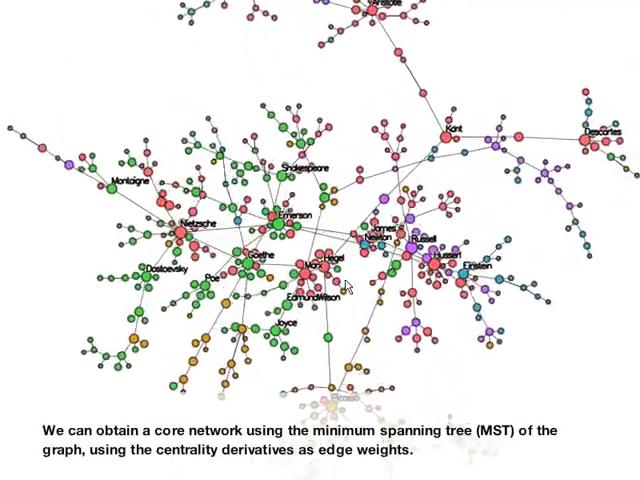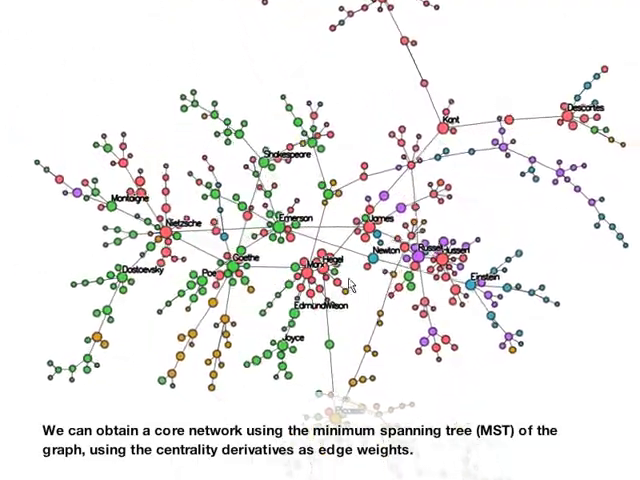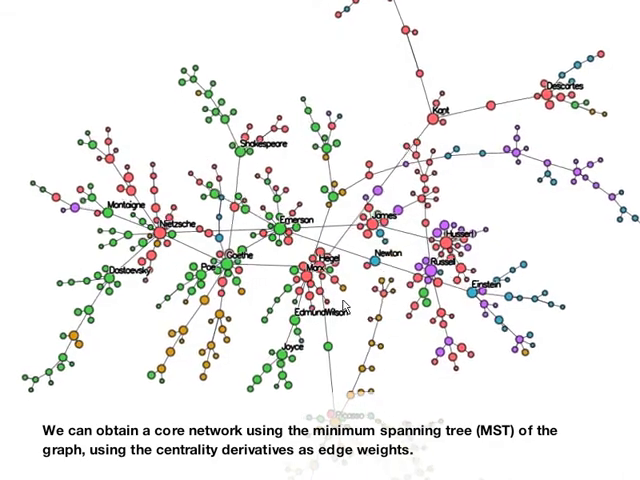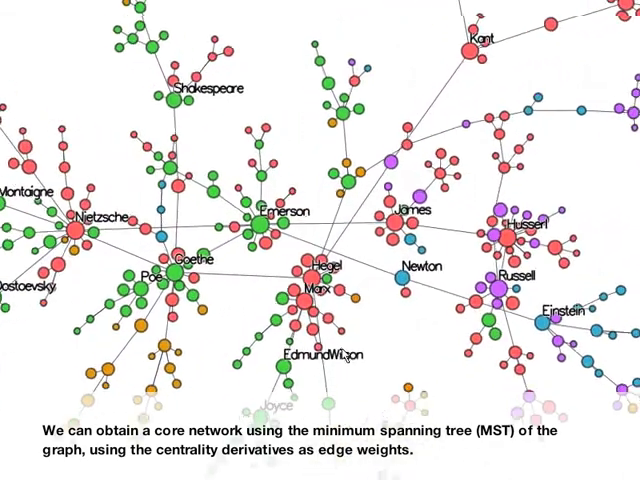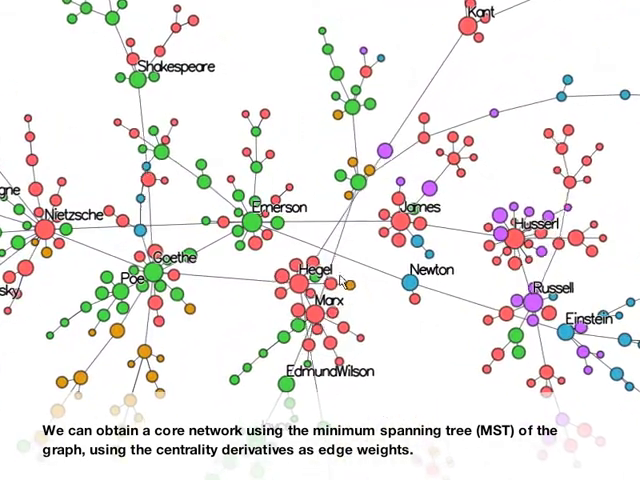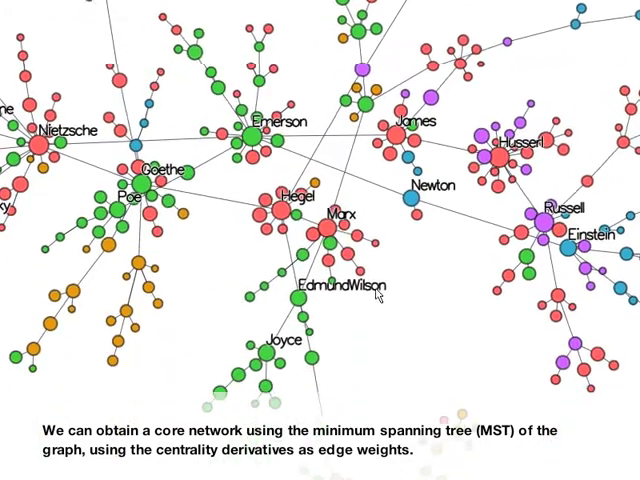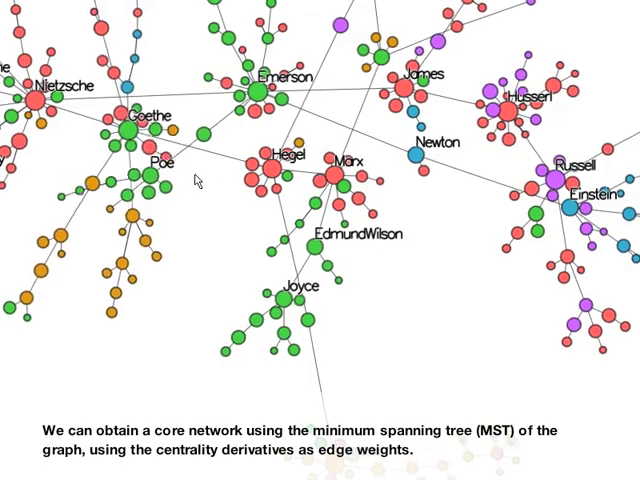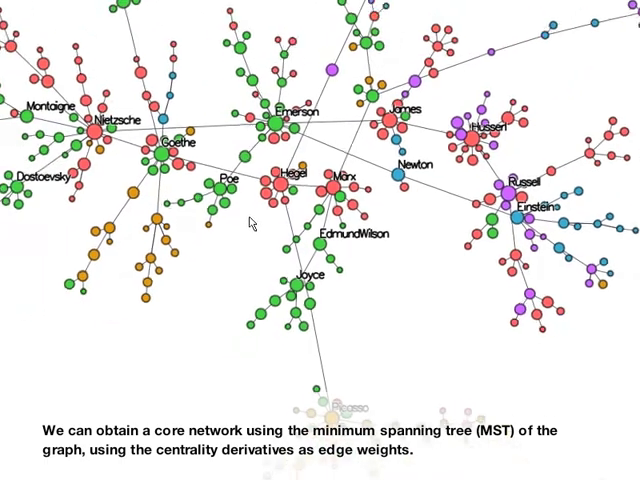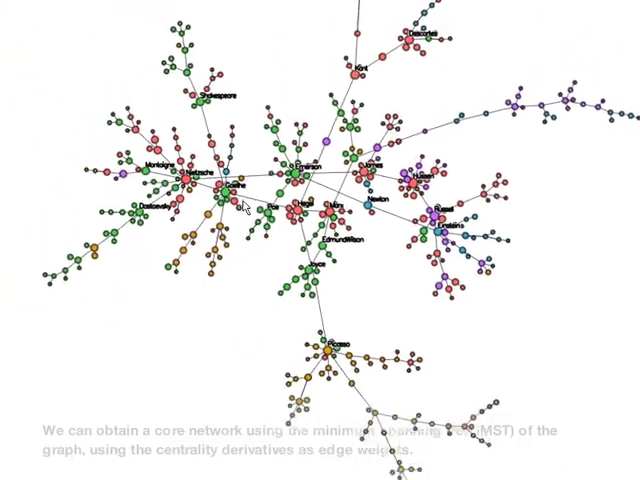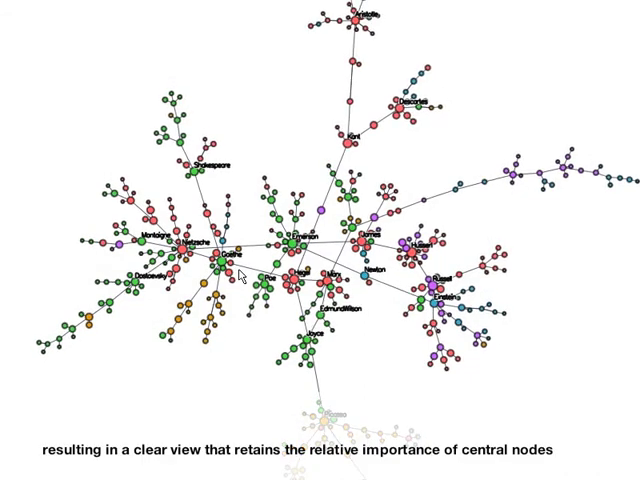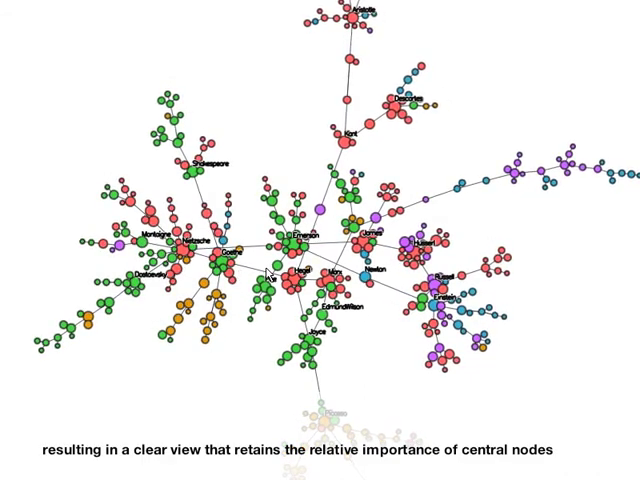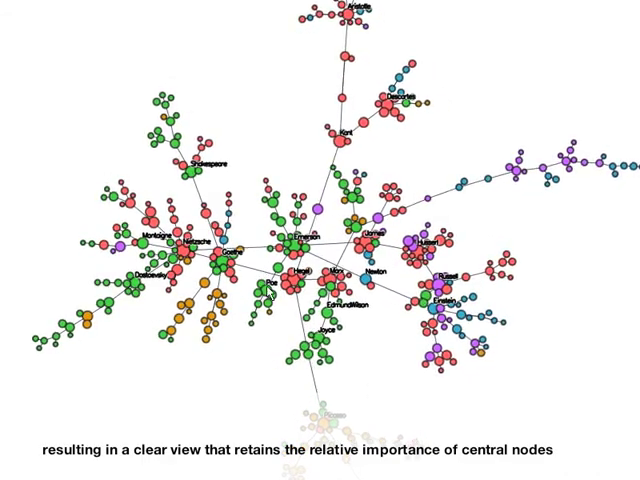We can obtain a core network using the minimum spanning tree of the graph, using the centrality derivatives as edge weights. The resulting view is much clearer and retains the relative importance of central nodes.